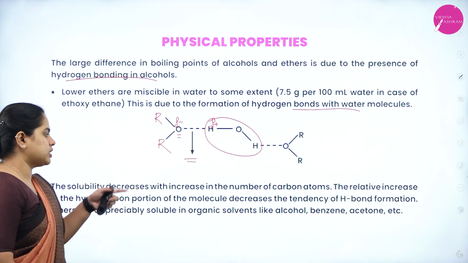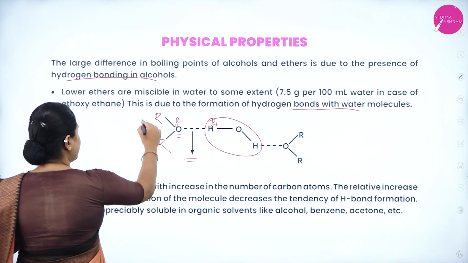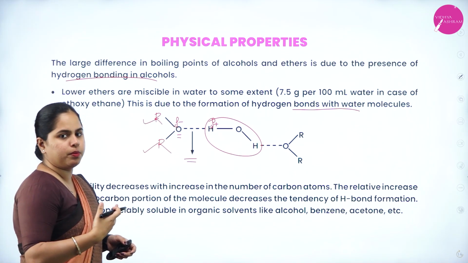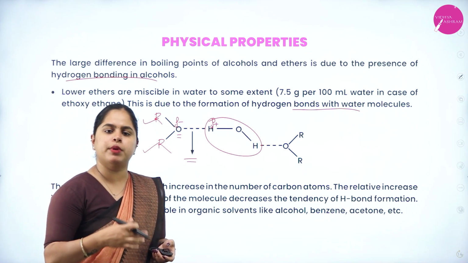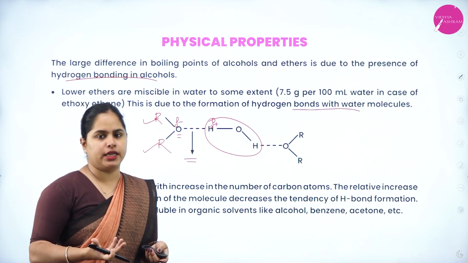The solubility decreases with increase in the number of carbon atoms. Even this we have discussed. When bigger and bigger alkyl or aryl groups are present, of course the solubility will become lesser and lesser in water, because the alkyl or aryl groups are hydrophobic in nature, right?